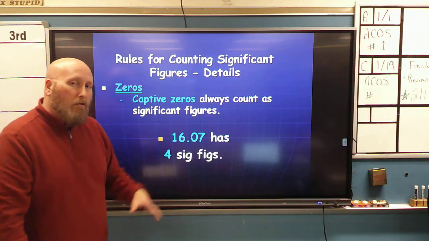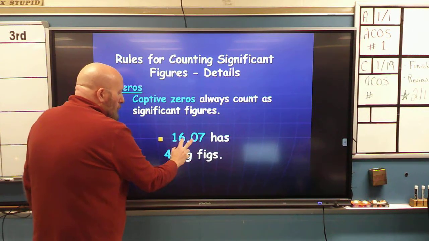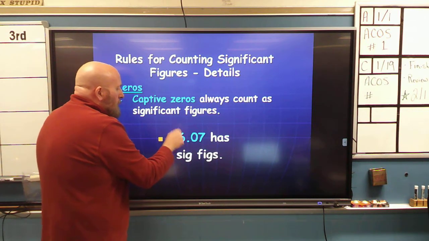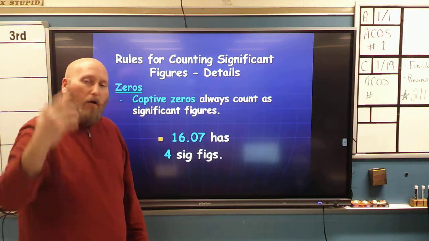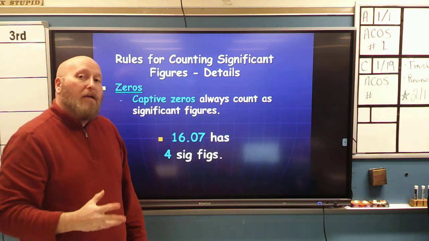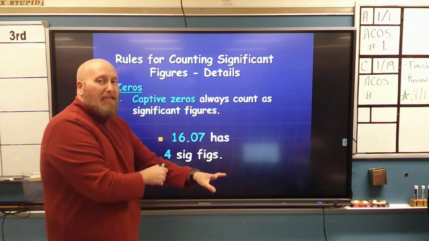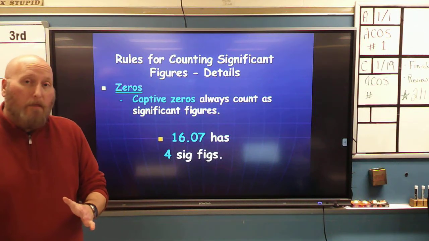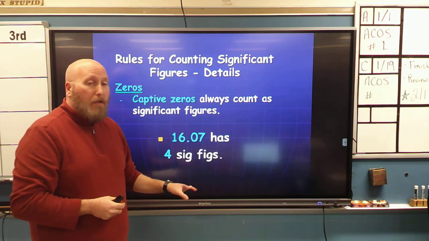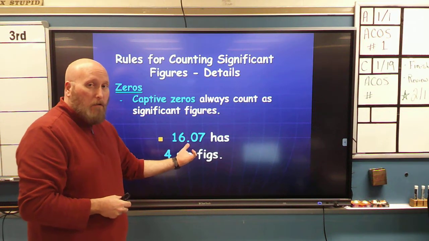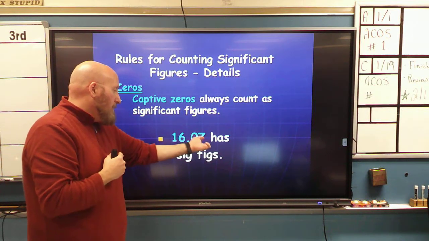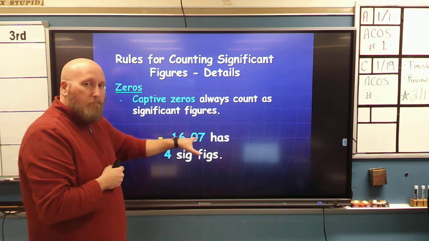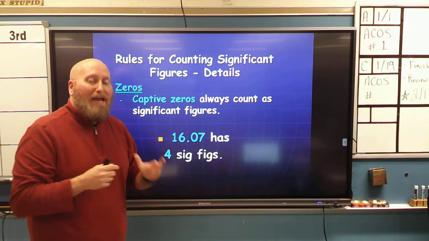That 0 here counts because it's between 2 other non-zero numbers, which means we have measured 16.07 milligrams, liters, whatever we're measuring. We have measured that number to exactly that amount. So that 0 does count because it's exactly 16.07. It is not a place marker. It actually has value because it has a 7 after it and a 6 before it, okay? So captive zeros, zeros between 2 non-zeros, always count, okay?